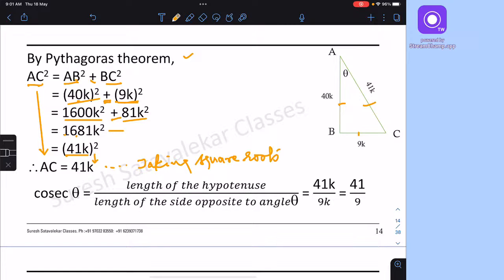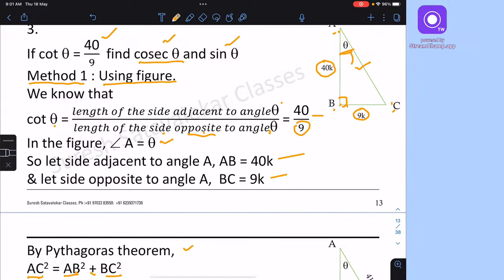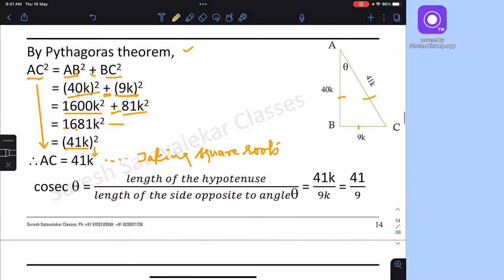Now we want cosec theta. You are asked to find cosec theta. So we can use the definition of cosec theta, that is length of the hypotenuse upon length of the side opposite to angle theta. Hypotenuse is 41k, so this is in numerator, and the side opposite to theta is BC, that is 9k. k and k cancel, so it comes out to be 41 upon 9.